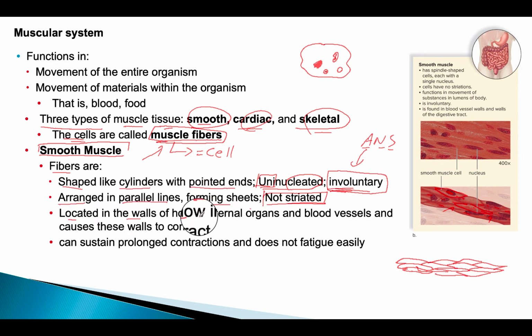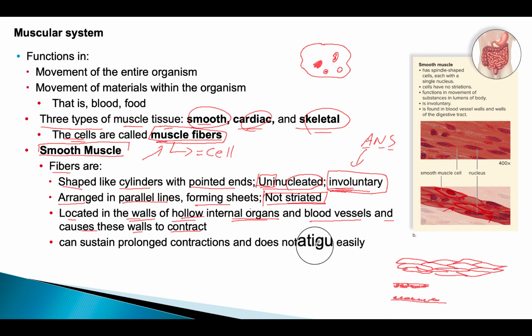Located in the walls of hollow internal organs. So where do we find these muscles? Now we can find them within the walls of hollow internal organs such as blood vessels, okay, and they can cause these walls to actually contract. So if this is a blood vessel right over here, for example, now we have these muscle cells right here. I'm just emphasizing it. So now this would be the walls of the muscle cells right over here.